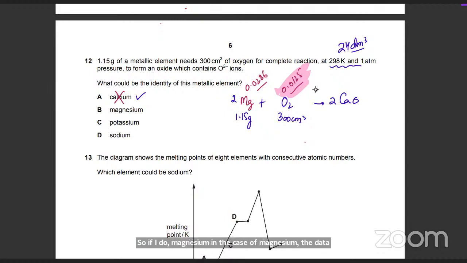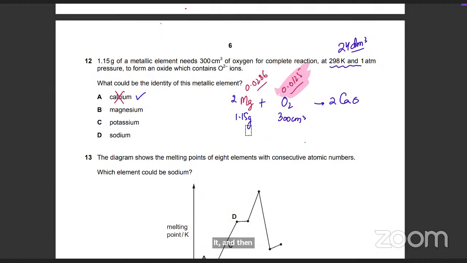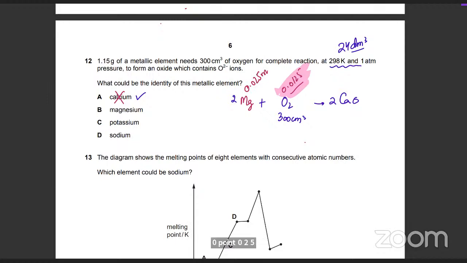So if I do magnesium, the ratio remains the same. So what you can do is find the moles of magnesium using this, double it, and then multiply by MR. If you don't get 1.15, then it's obviously not the correct one. So let's do it that way. If oxygen is 0.0125 moles, double it, so what do you get? 0.025 moles.